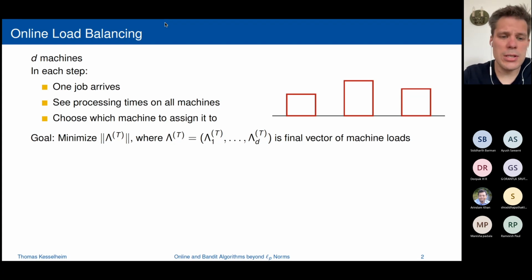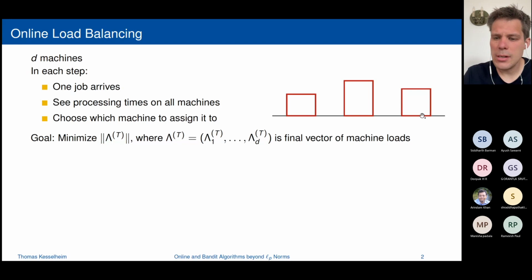So these are unrelated machines. We get to see how long it would take for this job on each of these machines. And then we just choose which machine to assign it to, and then we get to see the next job. And then again, we can decide what machine to process it on.